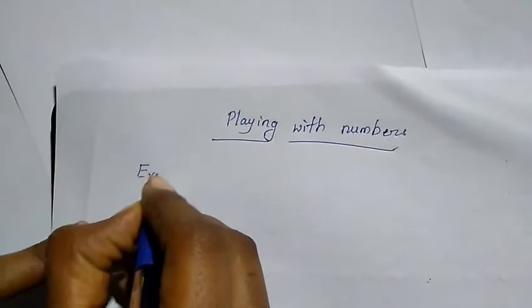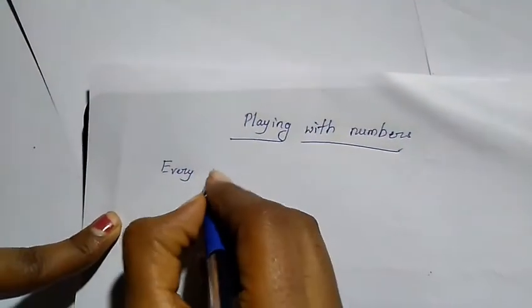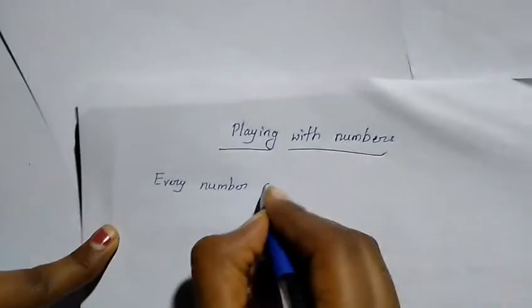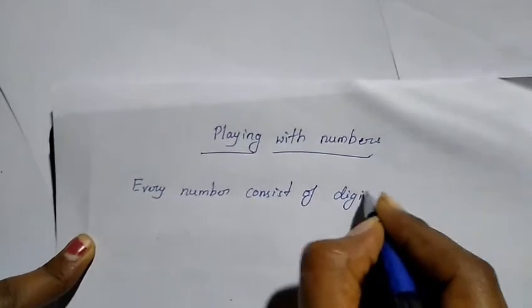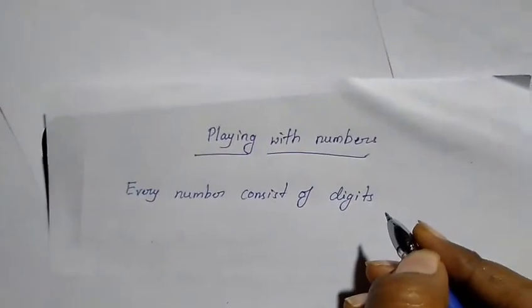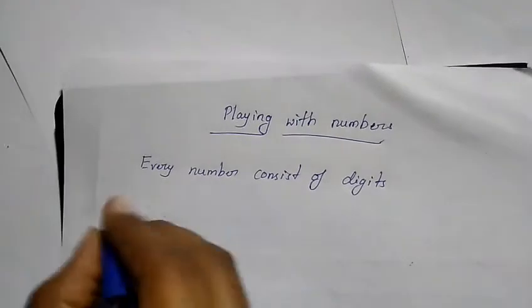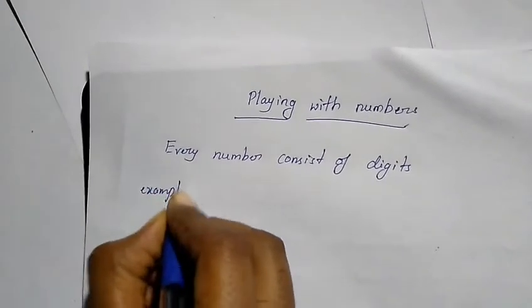Okay, let's move to the worksheet. Whatever I am writing here, you can note down, and practice those examples also. So let's start with playing with numbers. Every number consists of digits. You have studied this in previous classes. Right, we can take one example.